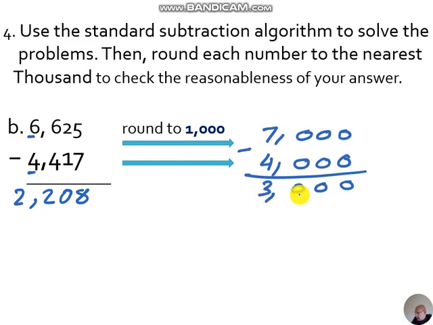This is 3000 and this is 2208. It is far away. It means the answer is unreasonable. Okay, when you round to the nearest 1000. Only reasonable when you round to the nearest 10.